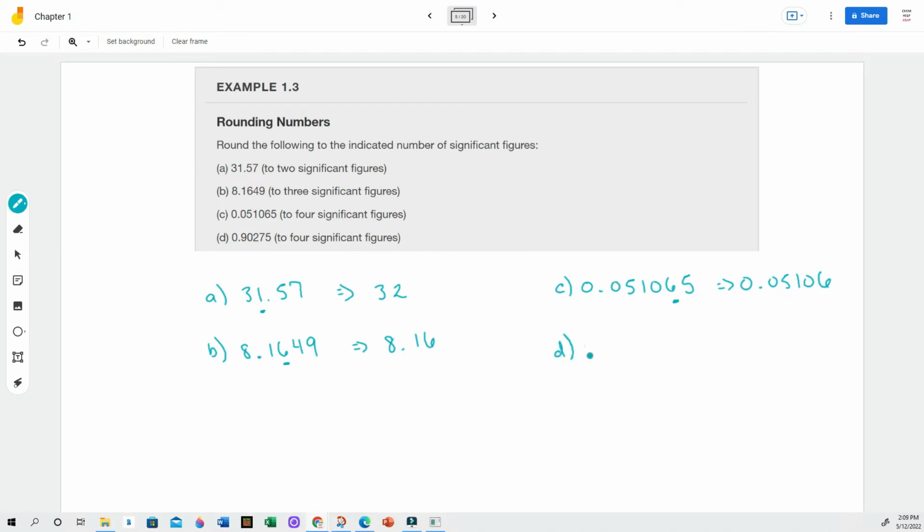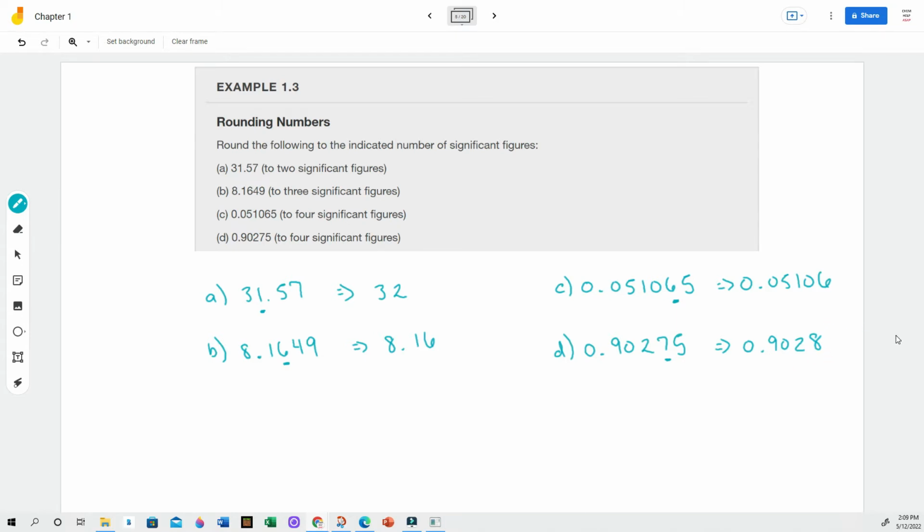Okay, part D, we have 0.90275, and we are also going to round this to 4 sig figs, so 1, 2, 3, 4. So we are rounding right there where that 7 is. So we have a 5 immediately to the right, and just like in part C, there is nothing after the 5. So we want to round this so it has an even digit, which means we are going to round up. So this number becomes 0.9028 because we bumped this 7 up to an 8, and now we have 4 sig figs.